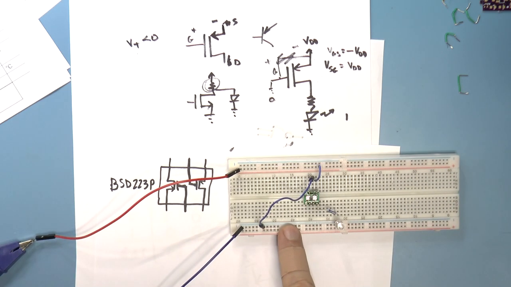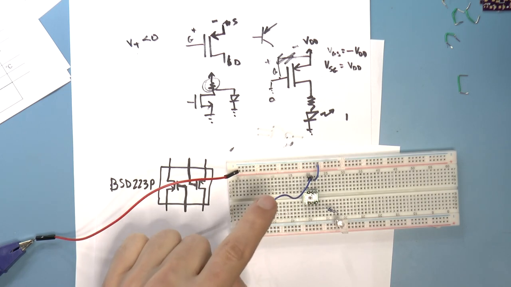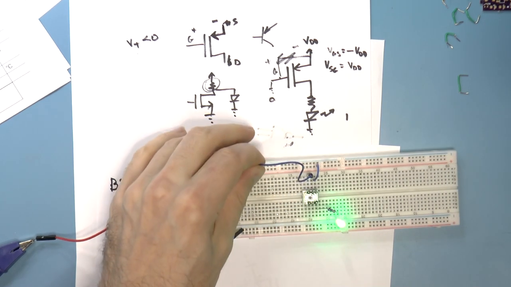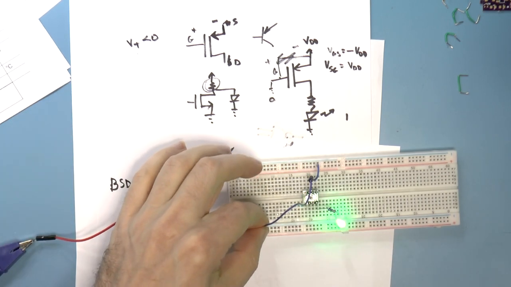Okay, so if everything is as expected, this should be an inverter, which means that if I input a zero, I should get out a one. So I'll turn on the power supply, and sure enough, the LED is on. And if I connect it now to plus, the LED is off. So there you go, there's an inverter.